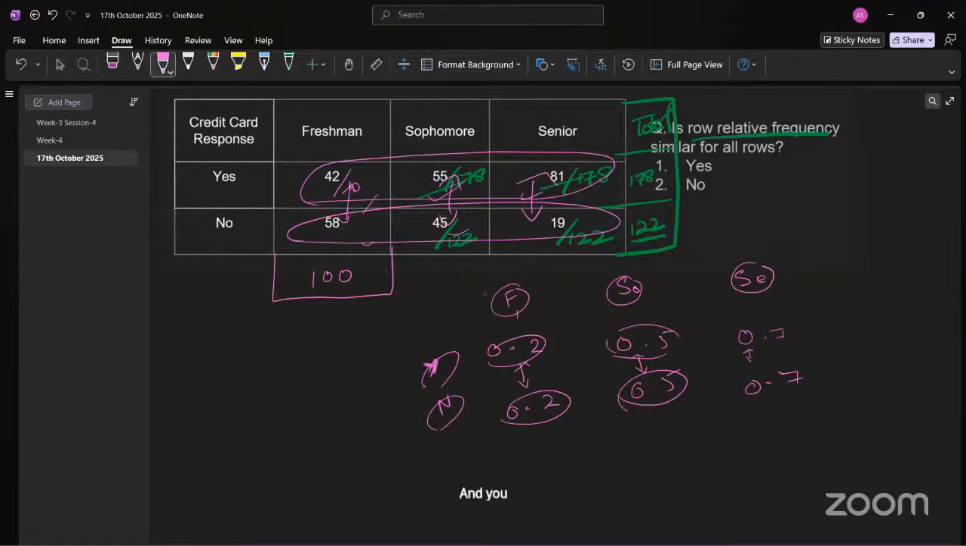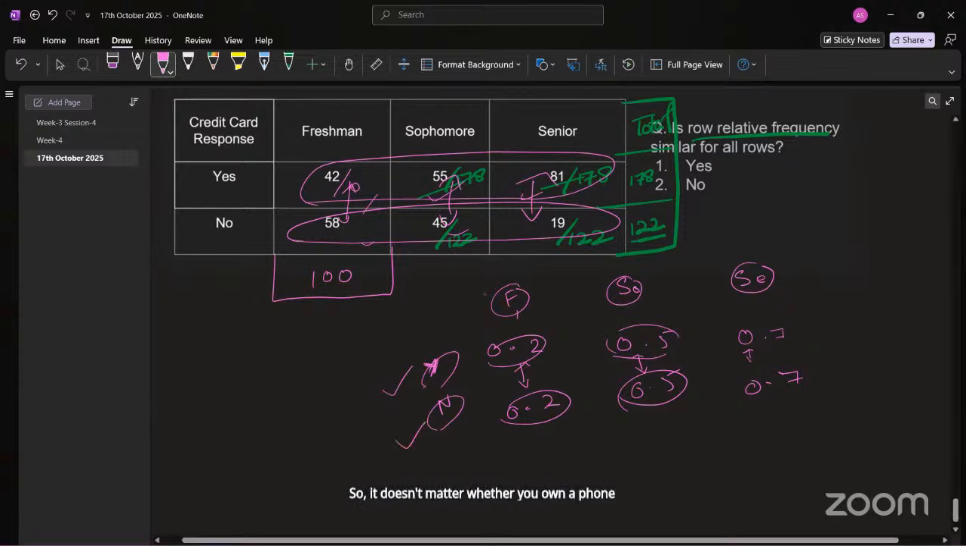And you can look at it from the column side also. So it doesn't matter whether you own a phone or you don't own a phone.